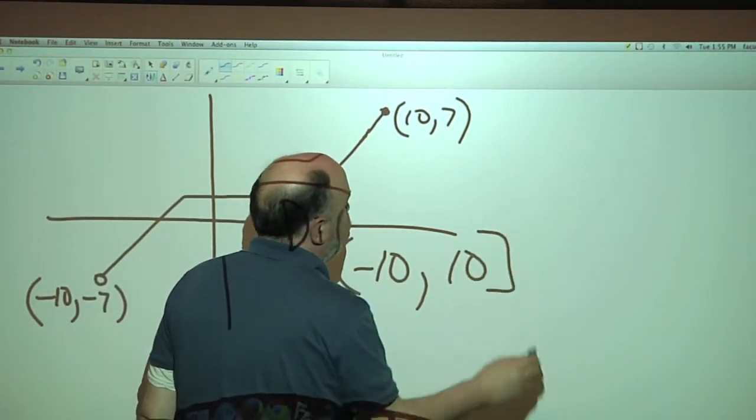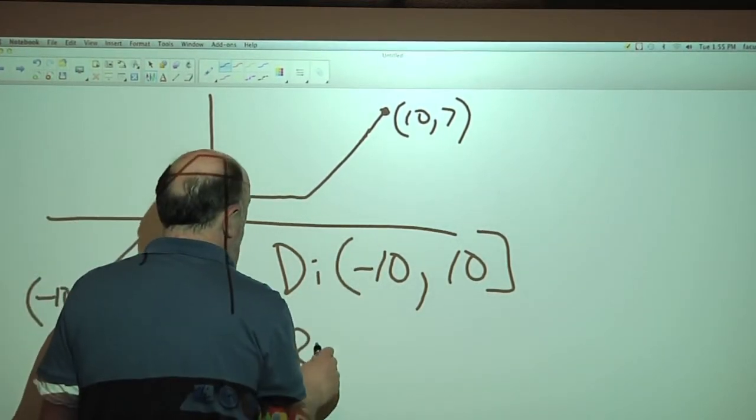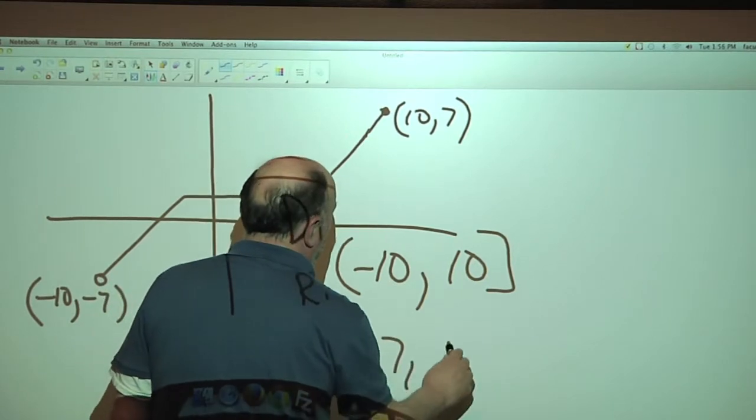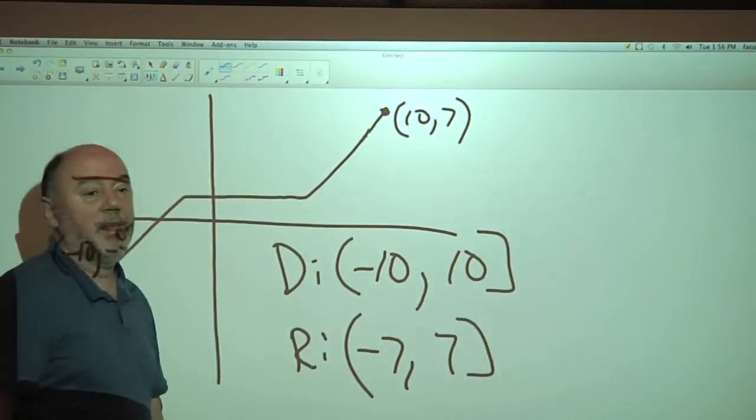So in terms of interval notation, you get that. If it has an open circle, it means it goes up to but does not include that point. Okay? What is my range? Negative 7 to 7. Okay? And again, same setup as this one, like that. Okay?